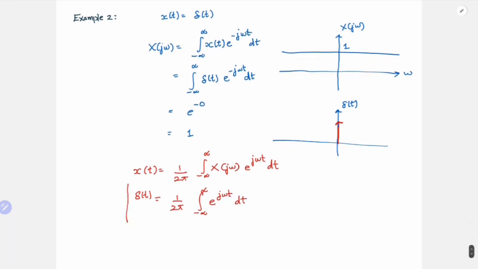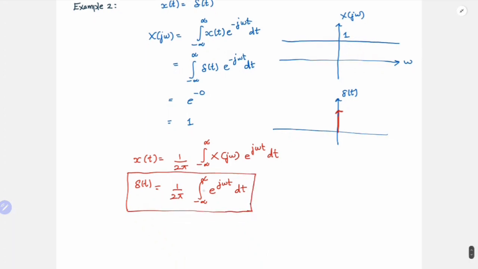So this is a nice relation for the unit impulse, right? It is just the integral of all the complex exponentials, with ω varying from minus infinity to infinity. You will actually get this.